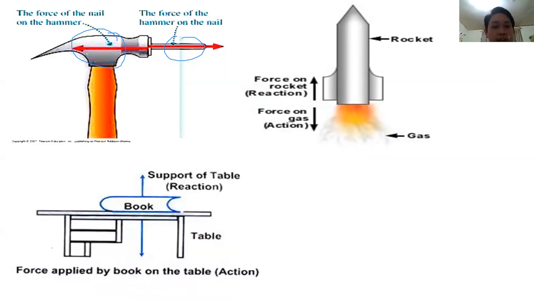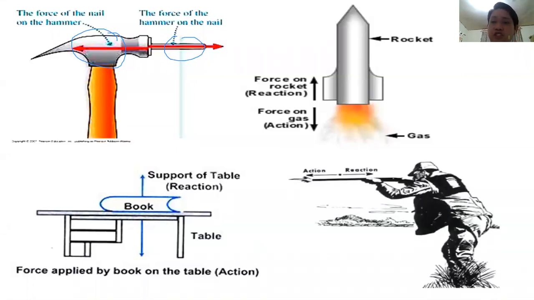Another example: the force applied by the book on the table, which is the action, and then the reaction is the support of the table. Another example, as I mentioned a while ago, is firing a gun. That's the last illustration. So those are the examples of Newton's third law of motion.